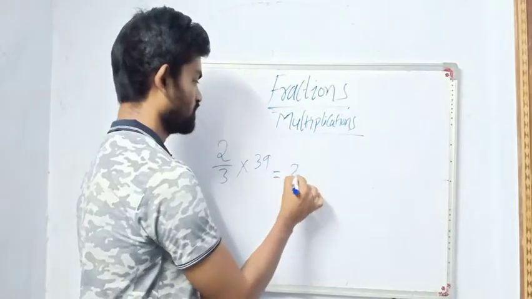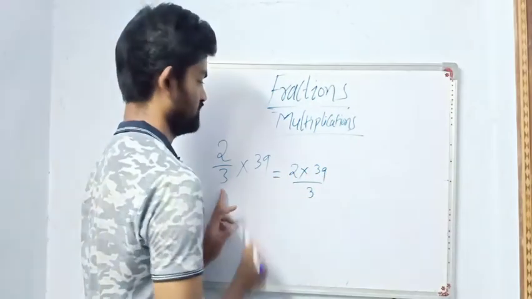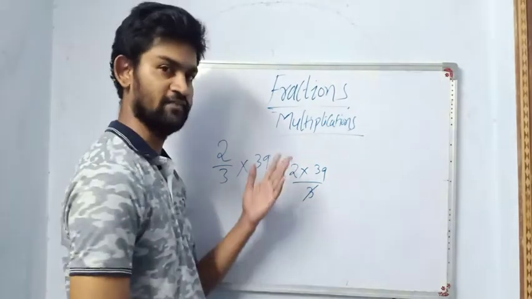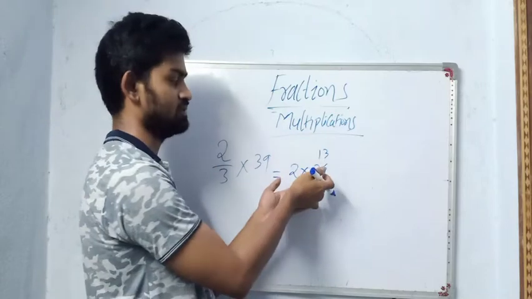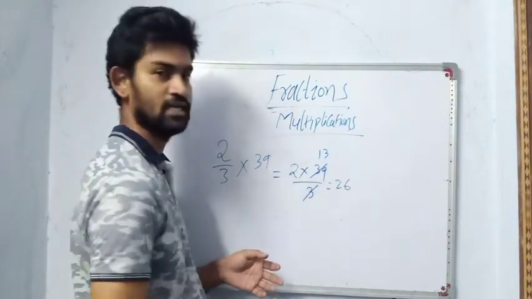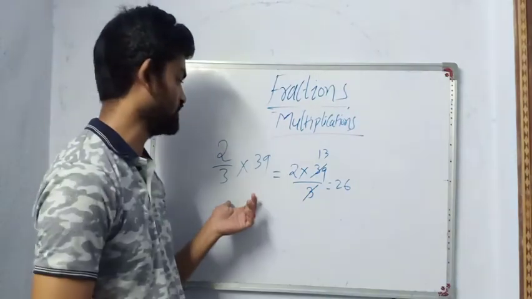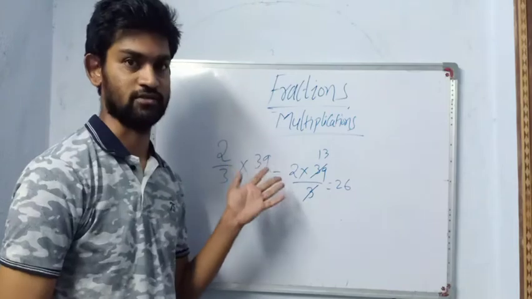See now, 2 into, you can write 39 by 3. So 3 divides 39 how many times? 13 times. Now 13 is a smaller number than 39, so you can multiply 2 13s, which is 26. This is how we multiply a whole number or integer with a fraction, right?